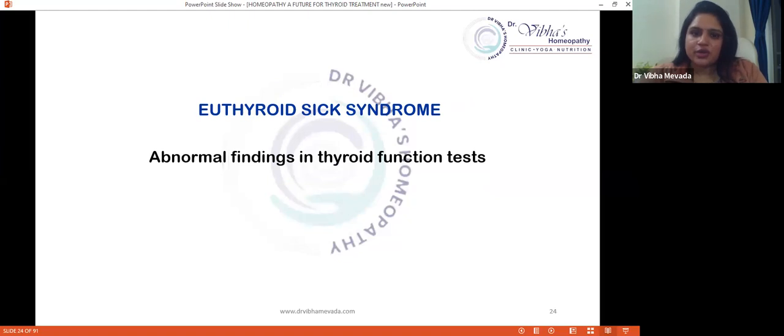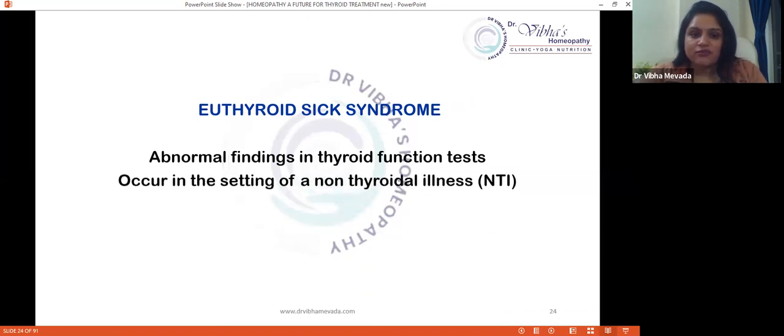So what is euthyroid sick syndrome? It's an abnormal finding in thyroid function tests occurring in the setting of non-thyroid illness. It means the person is not actually suffering from thyroid disease, but is suffering from some mental disorder like schizophrenia or depression, and because of that their thyroid tests like TSH and thyroid hormones are unstable.